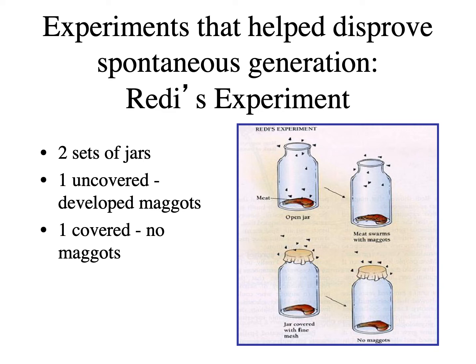The jars that were covered did not develop maggots. The flies could not get into the jars. They could not lay their eggs into the non-living material of meat. And so no maggots developed because the flies could not get in. So he started to make clear that spontaneous generation was not really true.